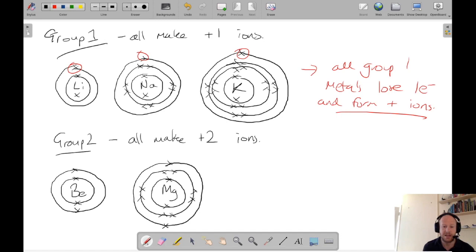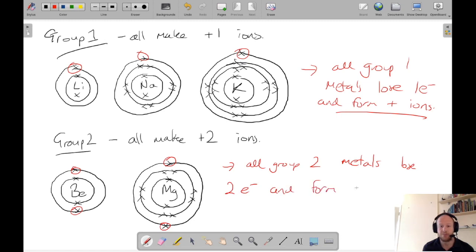So you can see here that we've got 2 electrons in the outside shell of beryllium, 2 electrons in the outside shell of magnesium. So all group 2 elements, all group 2 metals, lose 2 electrons and form 2+ ions.